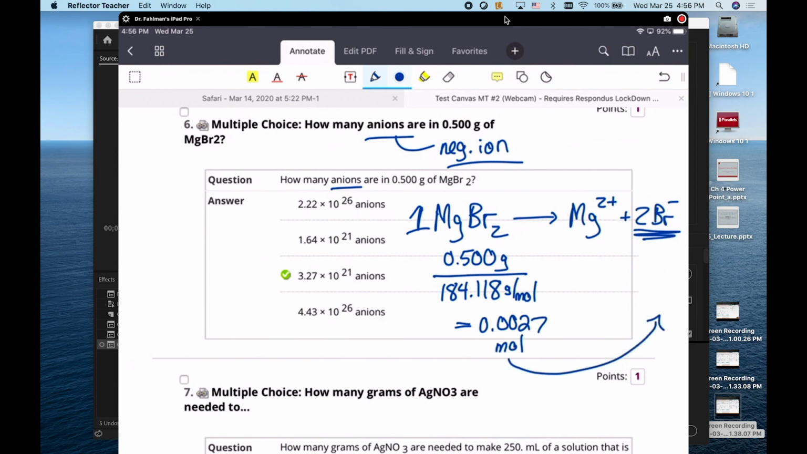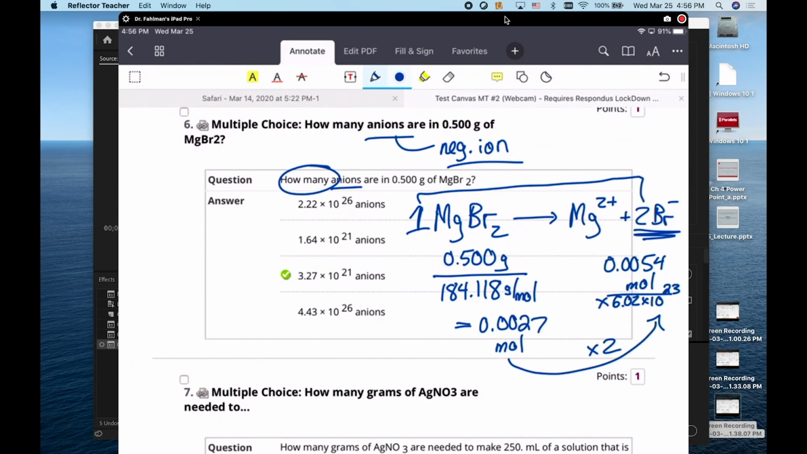And so to get moles of bromide, you have to multiply by 2, right? Because it's a 1-to-2 ratio. So that times 2 is 0.0054 moles of bromide. And then this is asking how many, so that tells you to multiply by Avogadro's number. Okay, so you're going to get like a huge number, e to the 23rd, and that gives you your 3.27 times 10 to the 21. Okay.